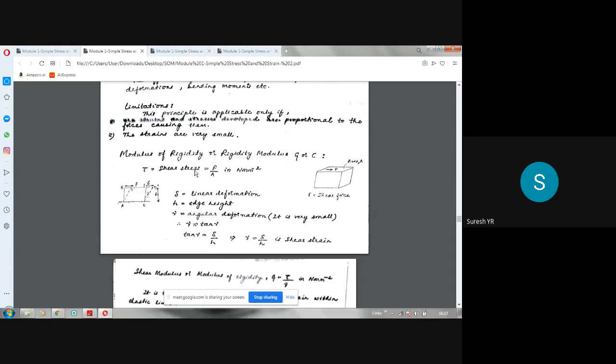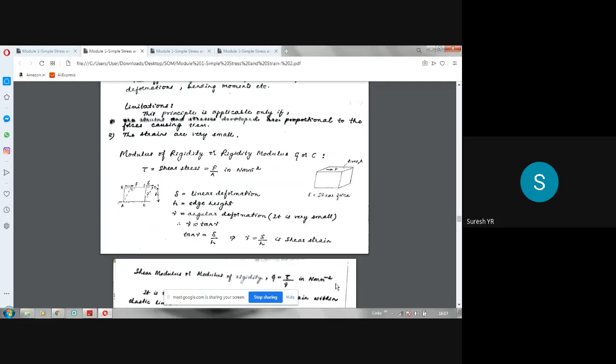Shear means it is like this. When a force acts tangential to the area, it causes distortion. It distorts like this, and whatever angle it creates, this angle will be very small, gamma. That is called the shear strain. Delta is the linear deformation. Gamma is the angular deformation, or shear strain. Since gamma is very small, gamma can be equated to tan gamma. Tan gamma is delta divided by h. So delta divided by h is called the shear strain.